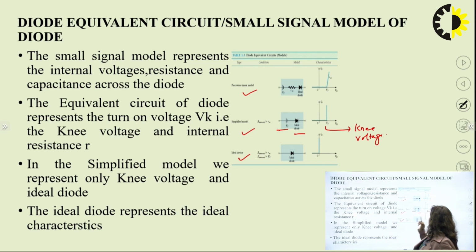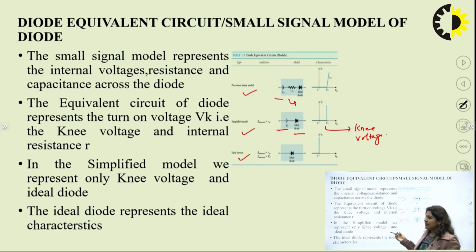Okay, so in the case of the piecewise linear model, we have a knee voltage, a source resistance, and then an ideal diode. Due to the resistance there will be a restriction in the current, and the current will flow whenever we increase the voltage in forward biasing.